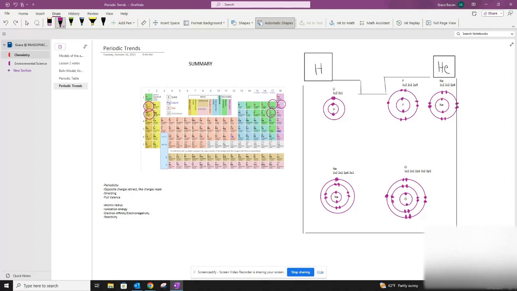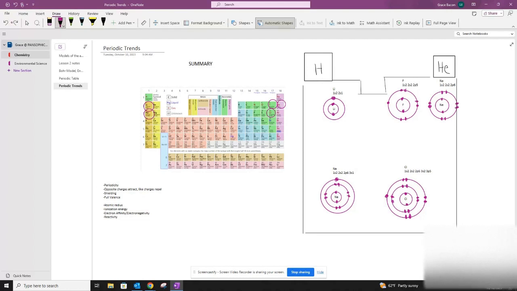So the protons and the electrons are always attracted to each other, and the more protons we have, the more they're attracted to those electrons. So that's one of the pieces we'll have to think about when we think about these trends. But with that in mind, the other piece we have to think about is a phenomenon called shielding.